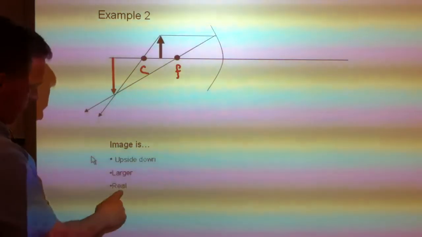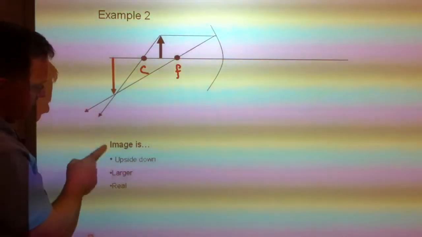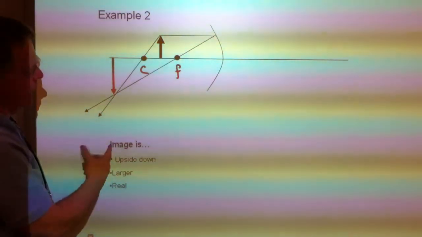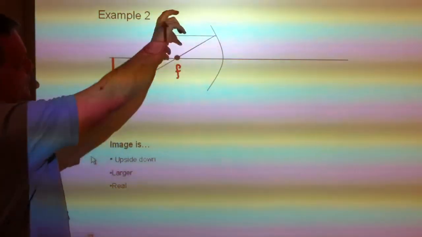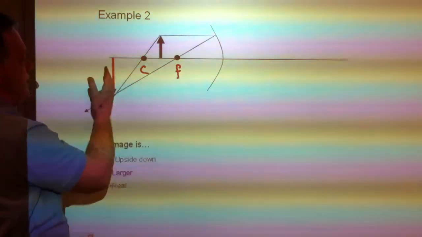We know we can form it on the screen because it's real. The light is actually going to get there. Turns out they get flipped upside down, so what you have to do is put your slides upside down when you put them in the slide projector in order to project them right side up.